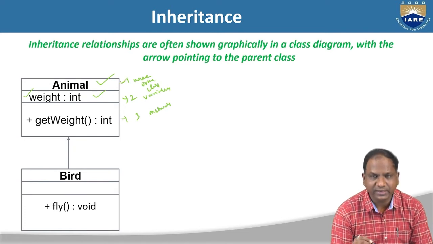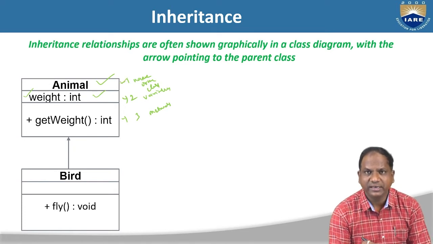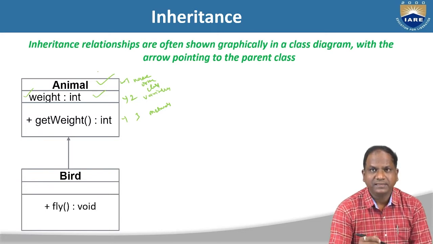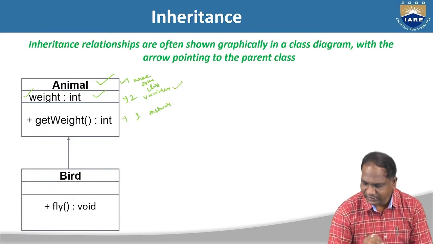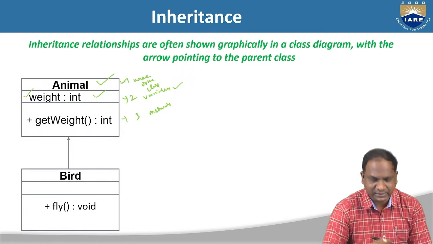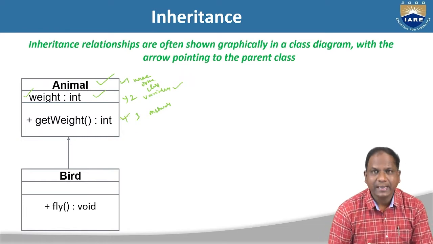So the class diagram has three compartments. The first compartment is the name of the class. Here in our example, the name of the parent class is Animal. The second compartment deals with variables of the particular parent class. And the third compartment has methods.